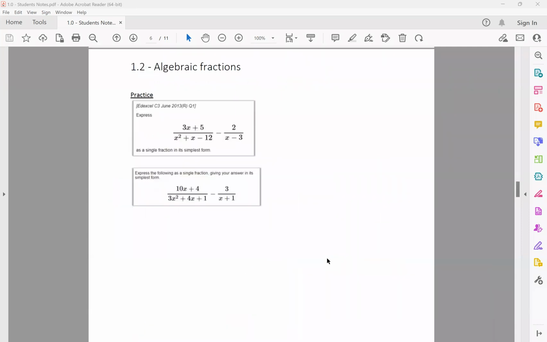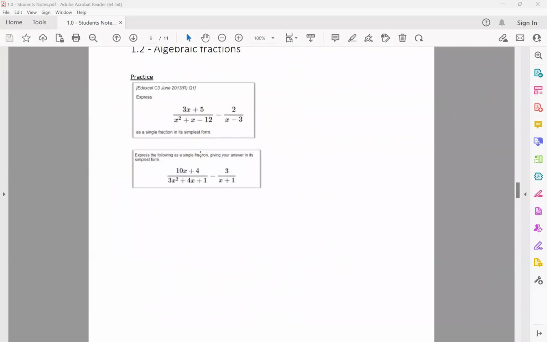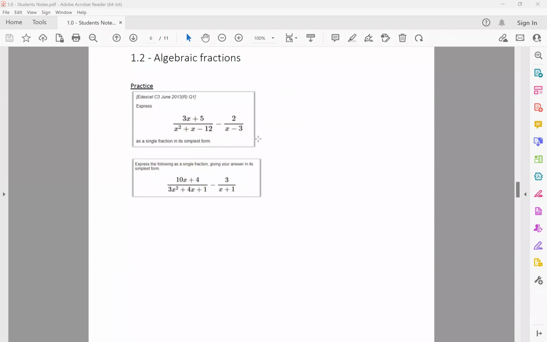Right, next page. So practice question, 2 of them. Feel free to use the page and work through it. When you're ready for the answer, you can press play.